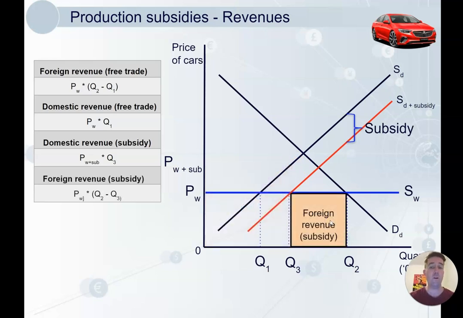And then the foreign revenue with the subsidy, it's relatively straightforward. They still get that low price, but now they have a lower quantity. So it's Q2 minus Q3 rather than Q2 minus Q1.